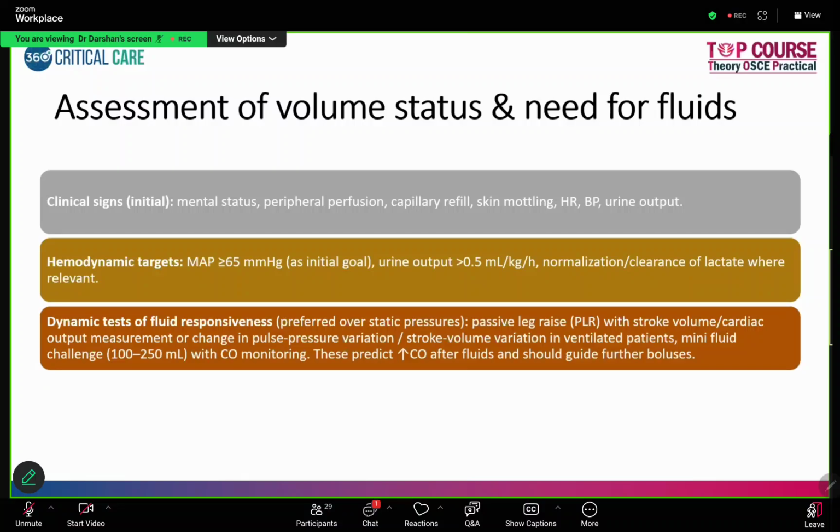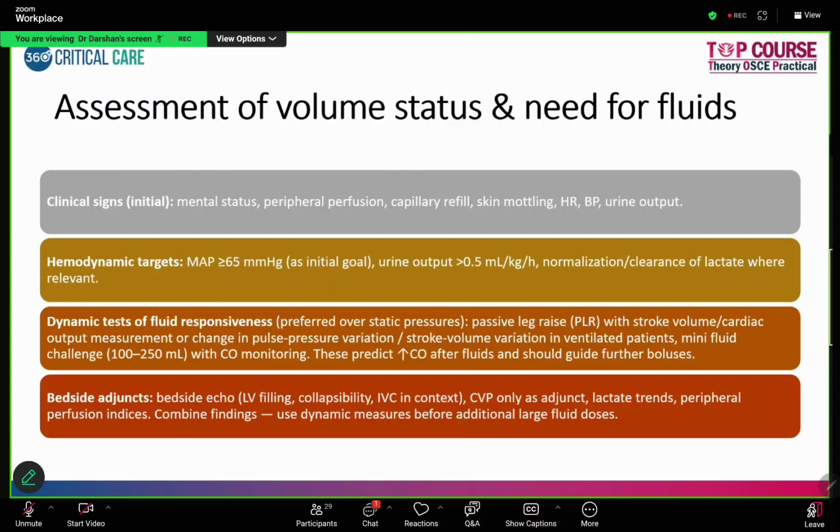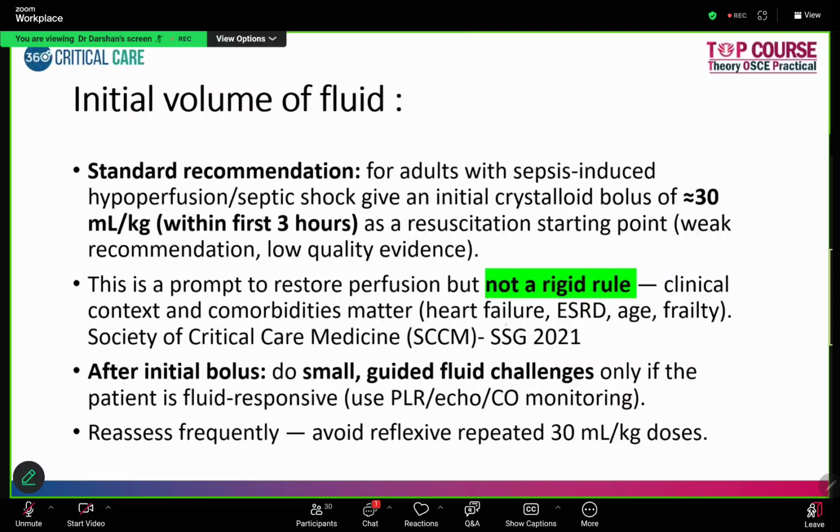Okay, so this is a stepwise approach to how we assess volume status in a patient with sepsis or sepsis with septic shock. Okay, so start with clinical signs, define your targets, use dynamic tests of fluid responsiveness, and write about bedside adjunctive tools like your ultrasound or your echo. Okay, so this is what you need to write about assessment of volume status and need for fluids in patients with sepsis with septic shock, or fluid therapy in sepsis.